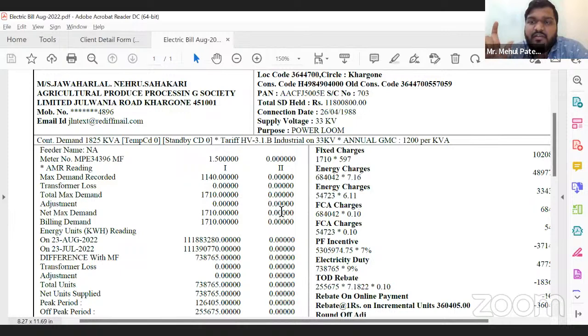I'll repeat: from morning 6 to evening 6 is the peak hours, from evening 6 to 10 p.m., and then from 10 p.m. to again morning 6 a.m. These are the three time slots defined by the discoms. The tariff varies according to how many units you use in these time slots.